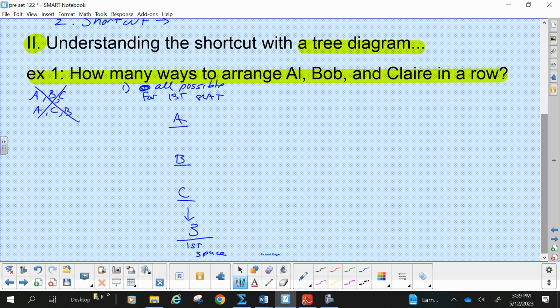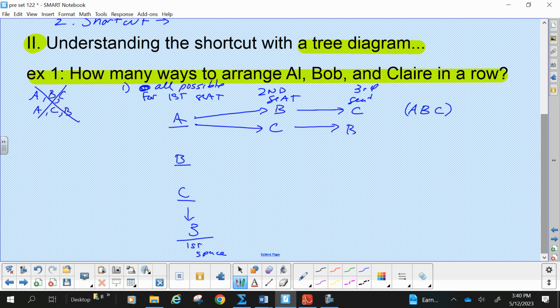Now let's consider all the possibilities if I sat Al in the first seat. If Al was in the first seat and I went to do the second seat, I could actually go two different ways. I could go either Bob in the second seat, which would then mean Claire would have to be in the third seat. So that arrangement would be A, B, C. Or, after sitting Al, I could go Claire in the second seat, and then Bob in the third seat. That would be A, C, B.